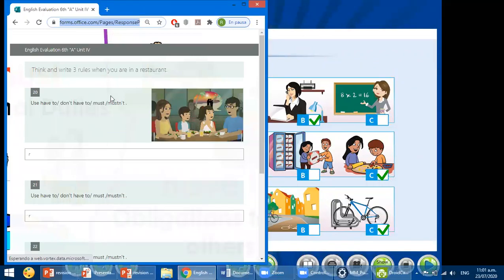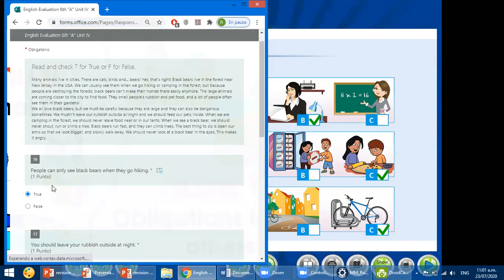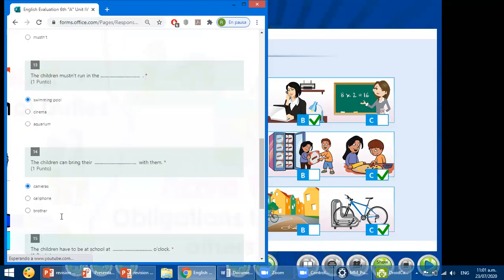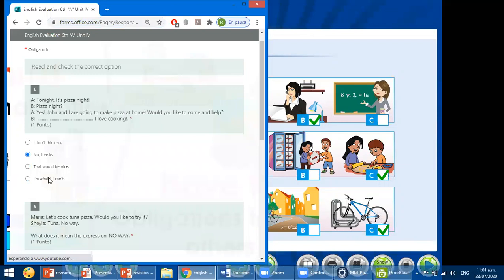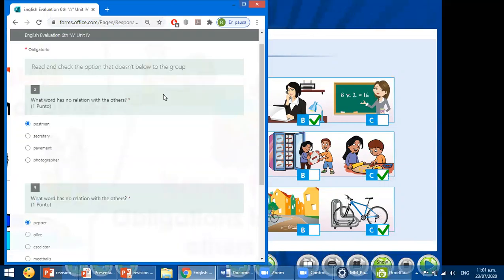Teacher, my evaluation doesn't open. Teacher, my internet. Teacher, explain please the question 5, question 6, or 10. Raise your hand if you need help, okay? Open please your evaluation. Let's go to the chat.